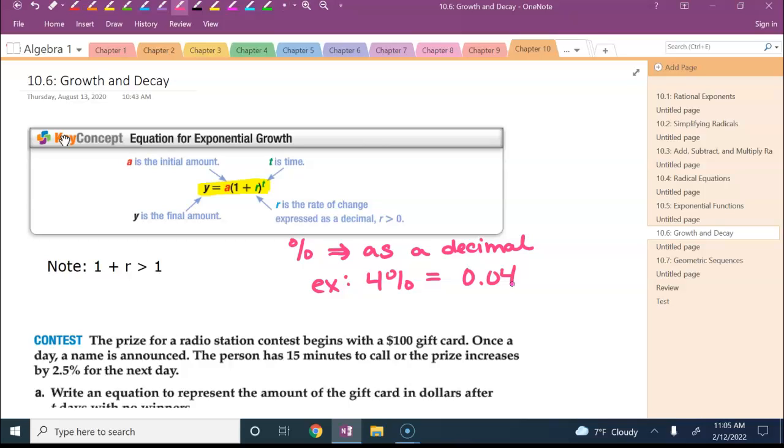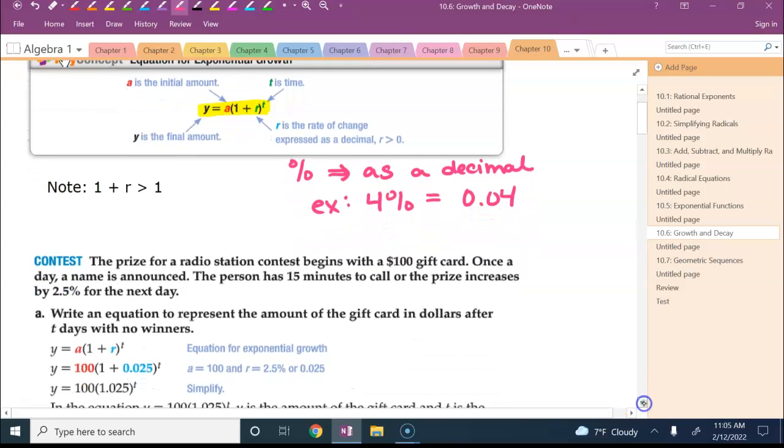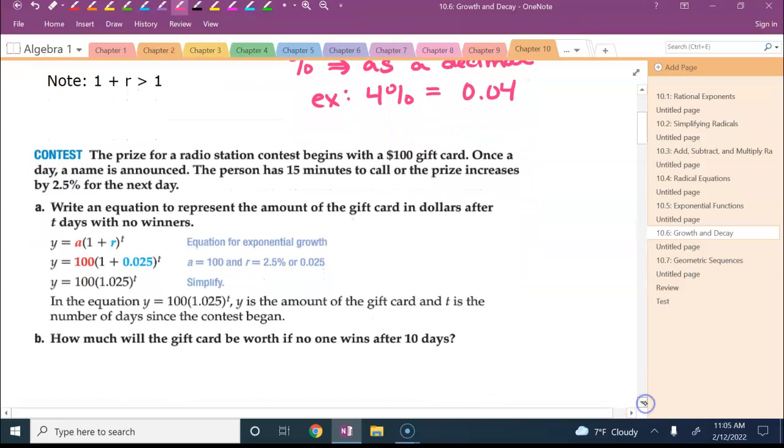So make sure that you divide that percent by 100 to get the decimal that you're going to use. Now t represents time, like how long a situation has been occurring, how long money has been in an account, how long you've owned a car or a house. So let's take a look at this example together before you try one on your own. It says that the prize for a radio station contest begins with a $100 gift card. Once a day, a name is announced. The person has 15 minutes to call, or the prize increases by 2.5% for the next day.